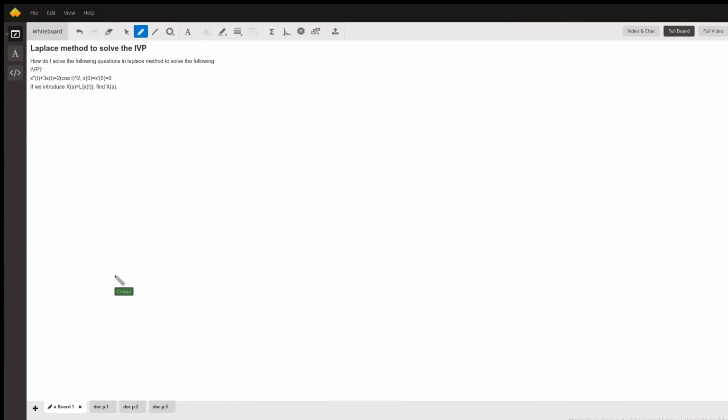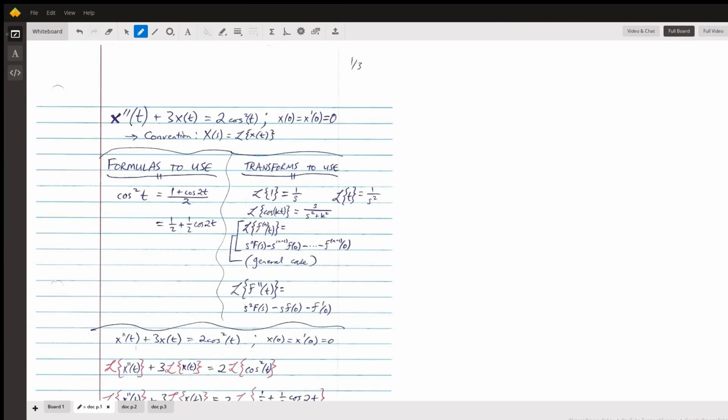Okay, so let's take a look at the problem here. This is a fun one, solving an initial value problem by the Laplace method. I did all the work on paper already, so let's go and take a look at what we have here.